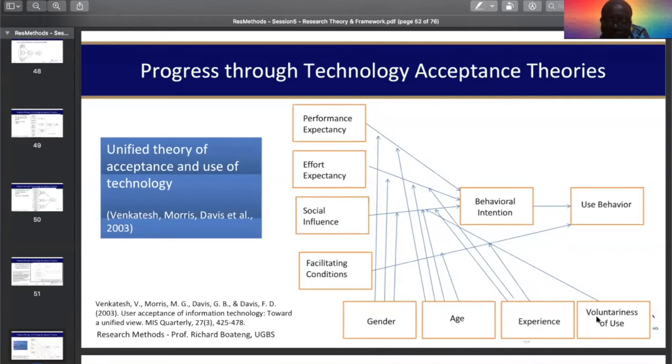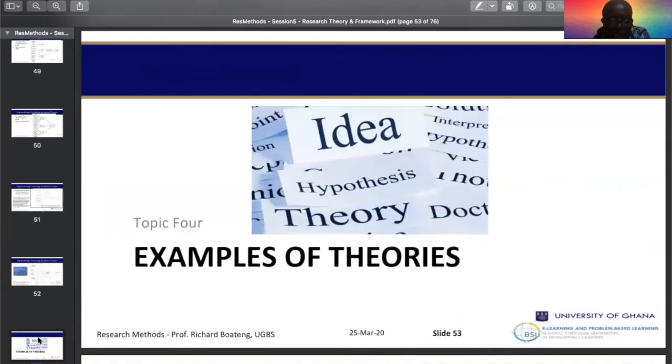So now he's moving more from planned behavior to the fact that the person has to have a voluntary use of the particular technology. So you're seeing this one coming in. All that I'm trying to realize is that the models evolve and they build upon each other's work.